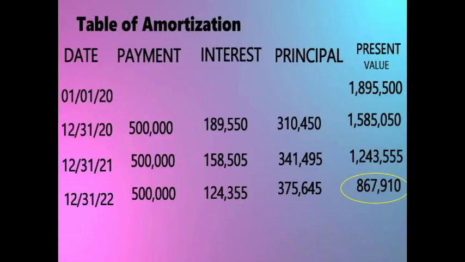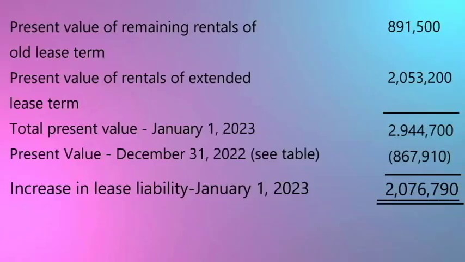nung December 31, 2022. So, yung data na yon makikita natin sa table of amortization. So, bakit December 31, 2022? Kasi yun yung present value bago magkaroon ng remeasurement. So, yung total nun, 867,910. So, pag nilas mo yon, ang magiging total is 2,076,790.